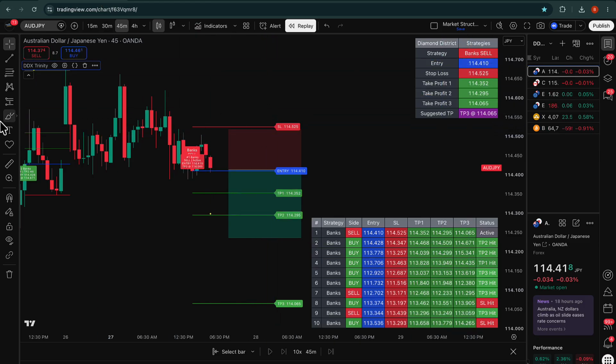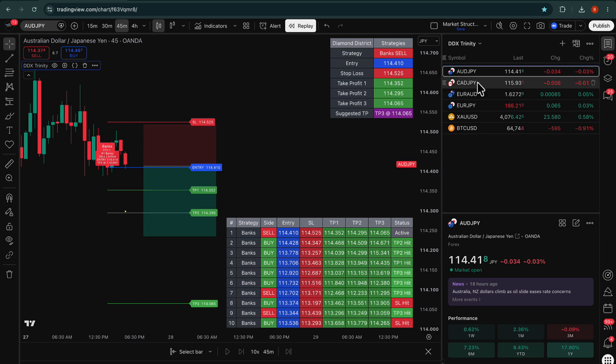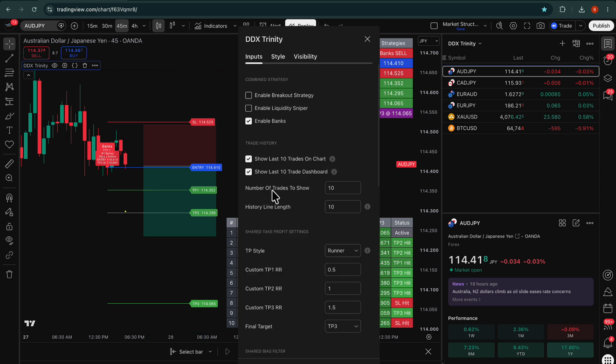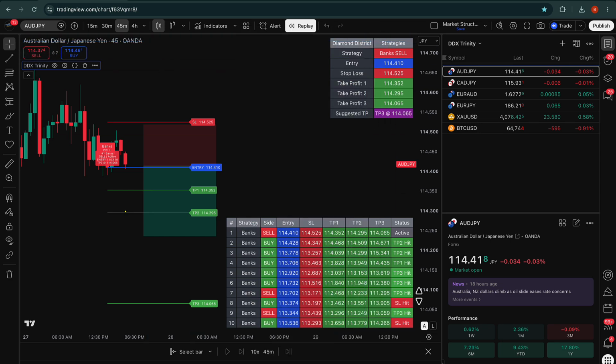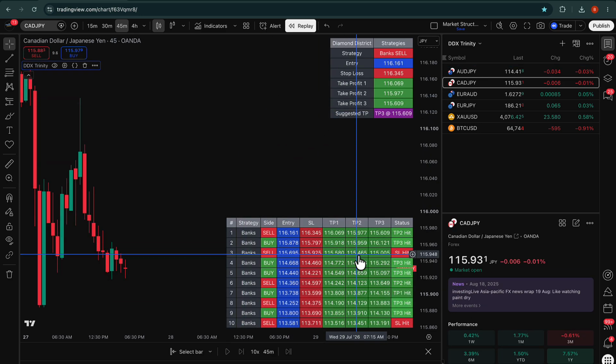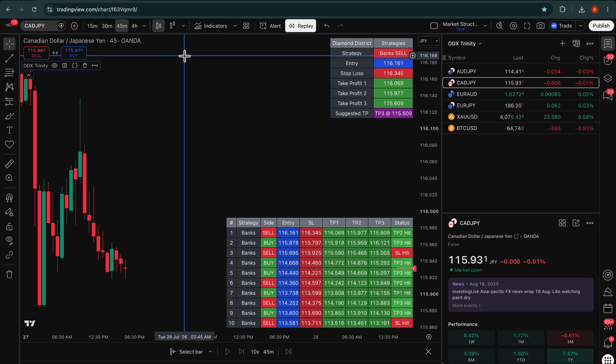Again, we have full training. These are the recommended pairs I use for this. And we can just look at a couple of them. As you can see, just based off of the runner, you'll be in profit extremely. Let's look at CAD JPY, and this is off of 1 to 3. You will still be in profit. So, yeah, it's pretty solid.